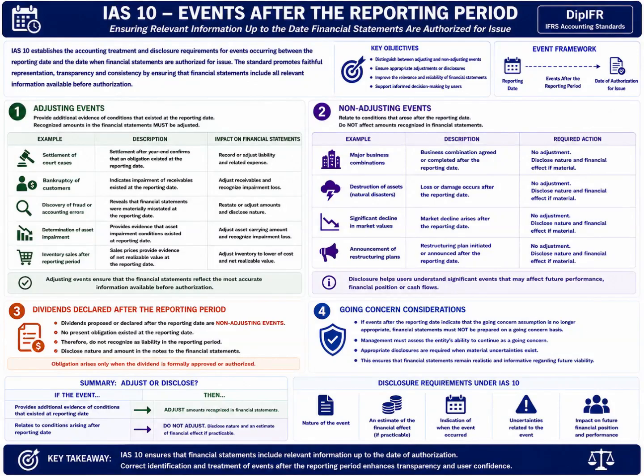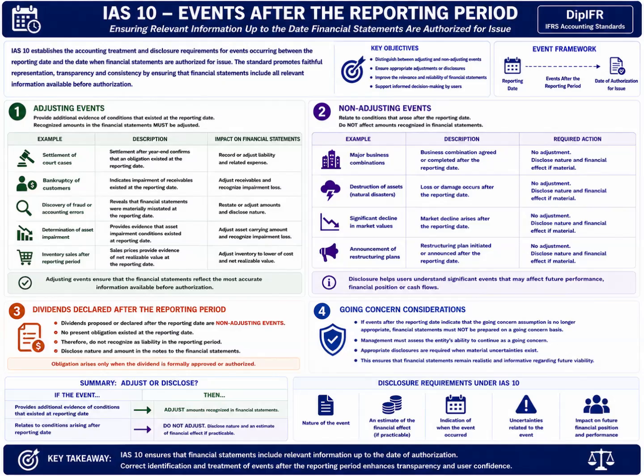IAS 10 Events After the Reporting Period establishes the accounting principles for events occurring between the reporting date and the date when financial statements are authorized for issue. These events can significantly affect financial position, profitability, and users' understanding of the entity's financial circumstances. The standard ensures that financial statements reflect relevant information available before authorization while maintaining consistency and transparency in reporting.